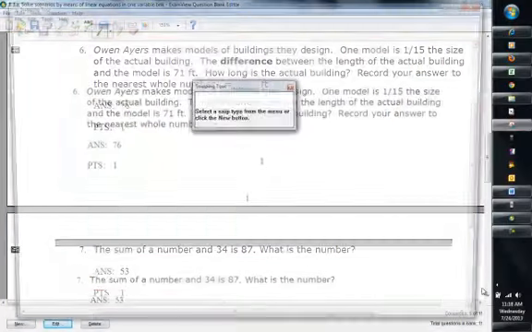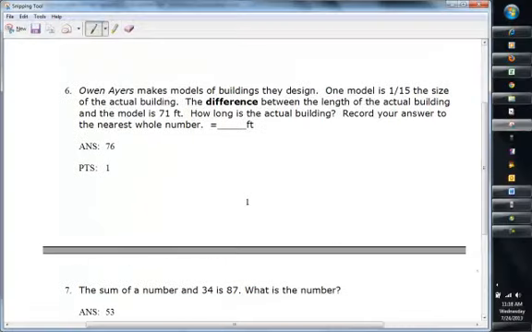Owen Ayres makes models of the buildings they design. One model is 1/15 the size of the actual building. The difference between the length of the actual building and the model is 71 feet. How long is the actual building?